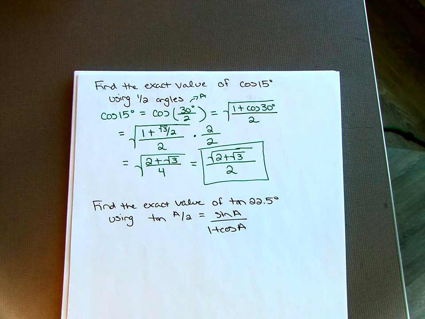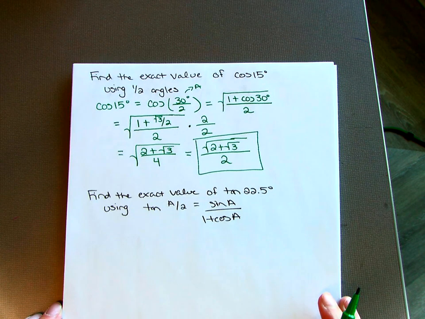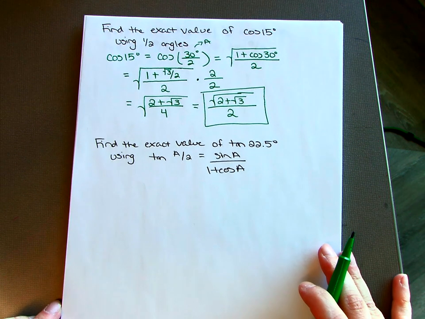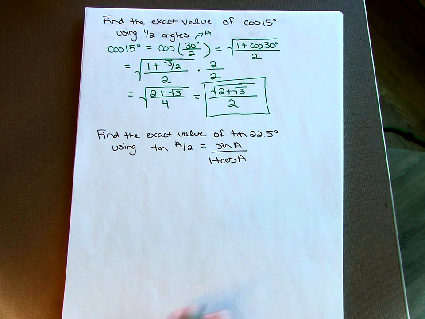Okay, let's do another one. Let's do a tangent one. This one, because we do have 3 different identities that we have for tangent, they did specify which one they want us to use. They want us to use the middle tangent identity. It says find the exact value of tangent at 22.5 degrees using tangent of a over 2 is sine a over 1 plus cosine a.